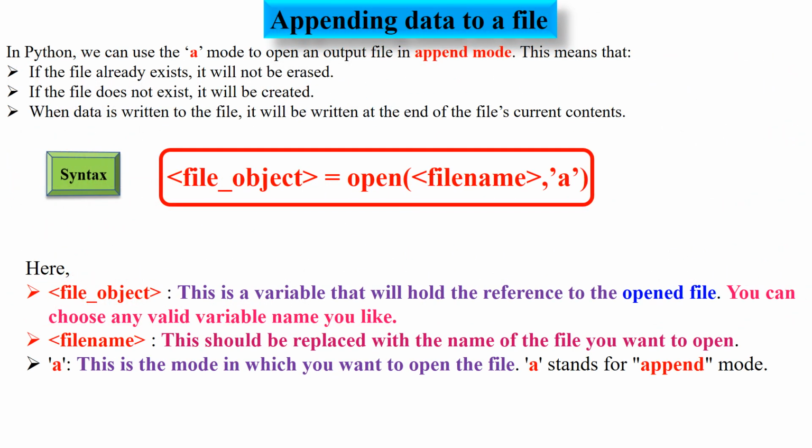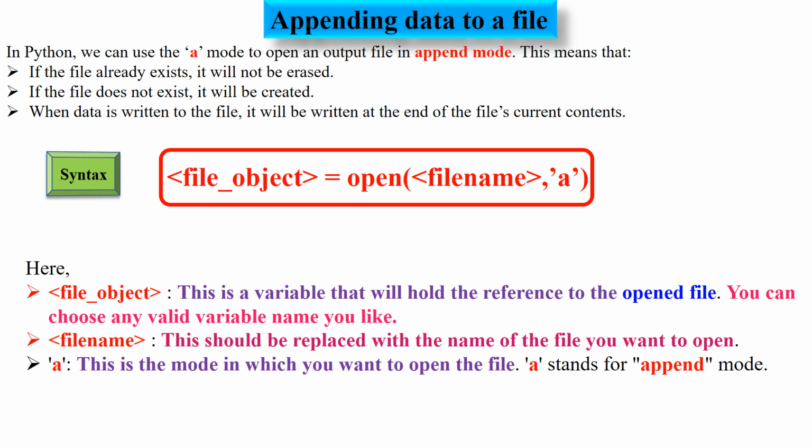Let's discuss appending data to a file. Append means to add to. So, if we want to add more data to a file which already has some data in it, we will be appending data. In such a case, use the access mode a, which means open for writing, and if the file exists, then append data to the end of the file. In Python, we can use the a mode to open an output file in append mode. This means that, if the file already exists, it will not be erased. If the file does not exist, it will be created.